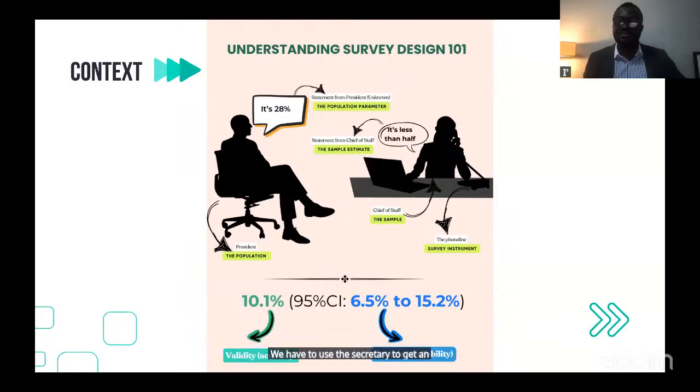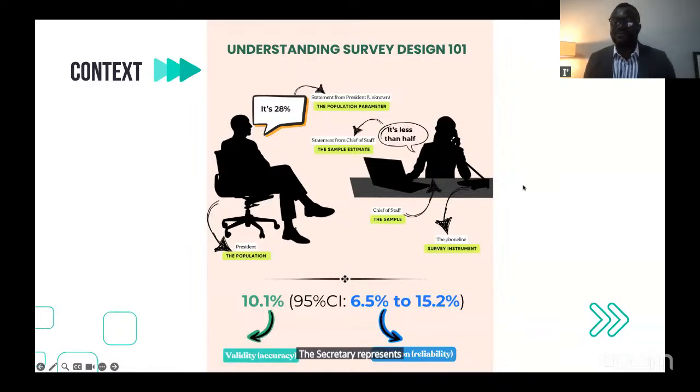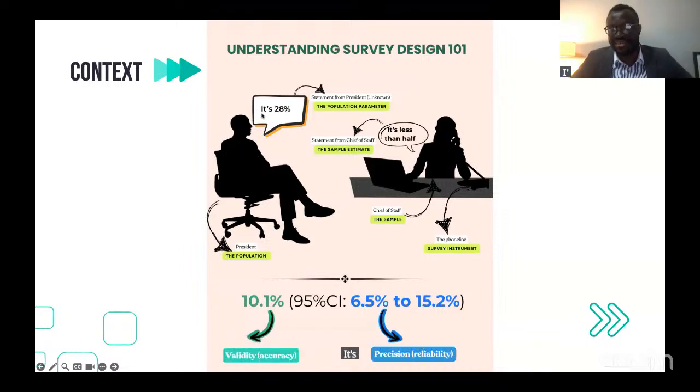So again, the population is the president. What the president would have said is a parameter. The secretary represents our sample, and what the sample says is called the estimate. Now, as you can imagine, sometimes there will be discrepancies between what the sample says versus what the president says. In this case, the president says it's 28%. The secretary tells us it's less than half. Well, that's a bit ambiguous, right?